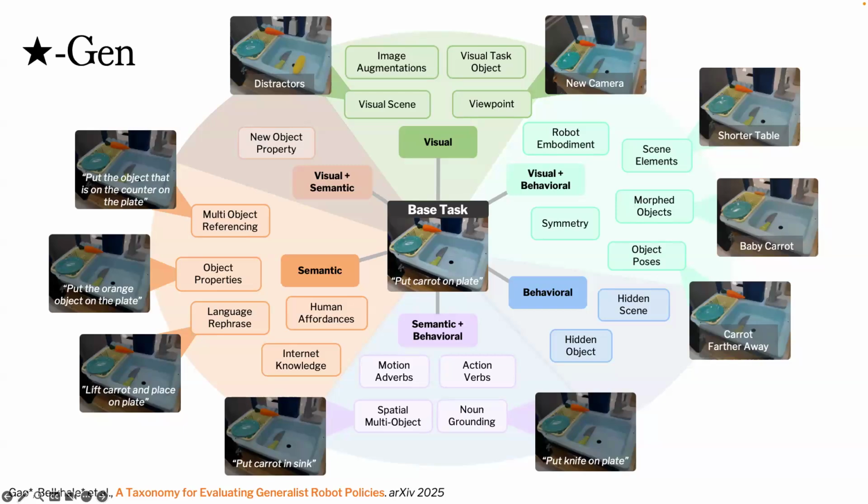The exercise we did was we went through and looked through all the tasks people care about and made this somewhat exhaustive list of 20 different ways in which people care about measuring generalization. And then we concretely made this a benchmark where you take a task, you create versions of this task, and then you report how well your policy works under these different versions.